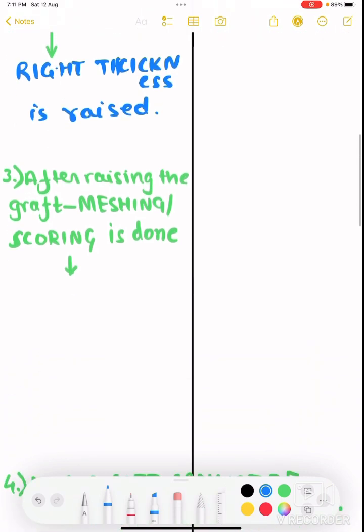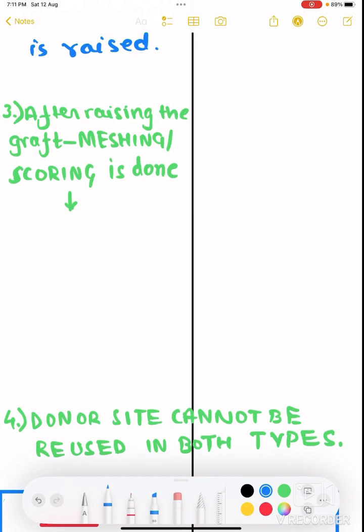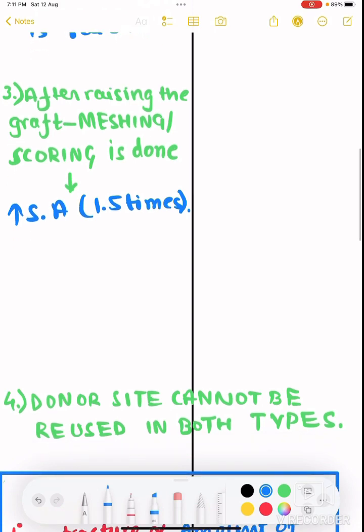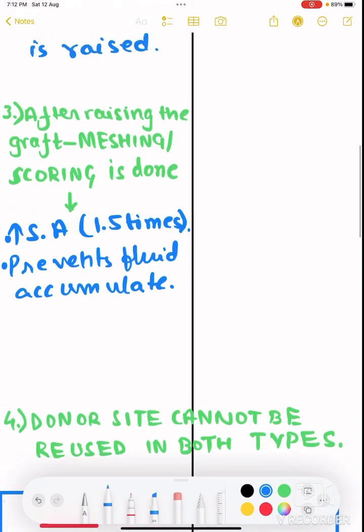After raising the graft in split thickness skin graft, meshing or scoring is done. Now why is it done? To increase the surface area. It increases by 1.5 times. So you can take the skin and increase that surface area to cover a greater area where you want to actually put that skin, right? So meshing or scoring is done, and also it prevents fluid accumulation, right? Because those pores won't allow the fluid to collect underneath, beneath the graft, right?